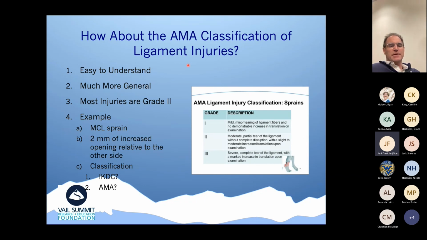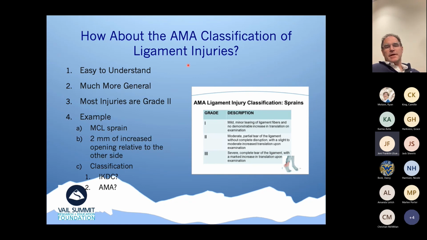But you need to be able to classify this through both IKDC and AMA, and you need to ask your colleagues when they're presenting something to you as a grade 2 MCL tear, well, are you talking about AMA or are you talking about IKDC? Because 2 to 5 millimeters of increased opening relative to the other side is a grade 1 on IKDC, but it's a grade 2 AMA. So, does that make sense? So it's not bulletproof and not super straightforward all the time.